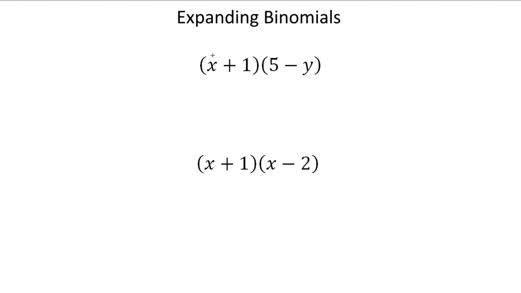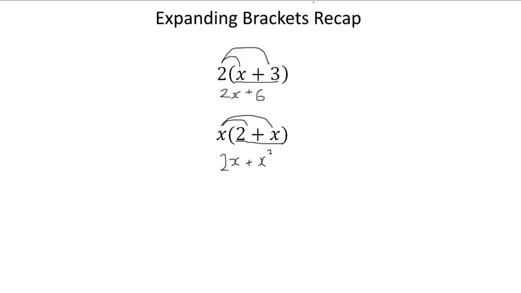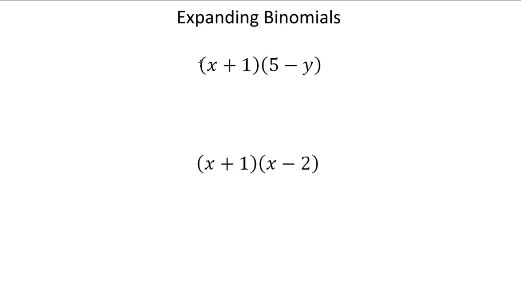So the idea is we begin by taking the first term, and we multiply it. We basically treat it as two of these in a way. So what I mean is to start with x. So x times 5 is 5x, and then x times minus y is minus yx. Okay, that's the first bit.